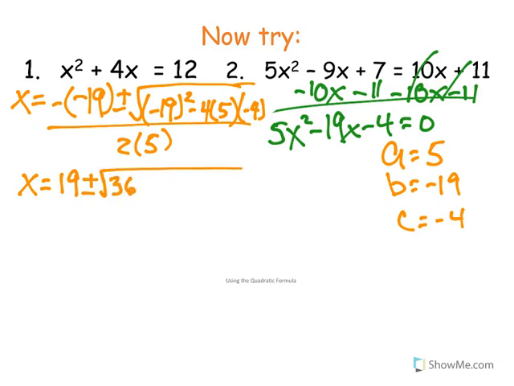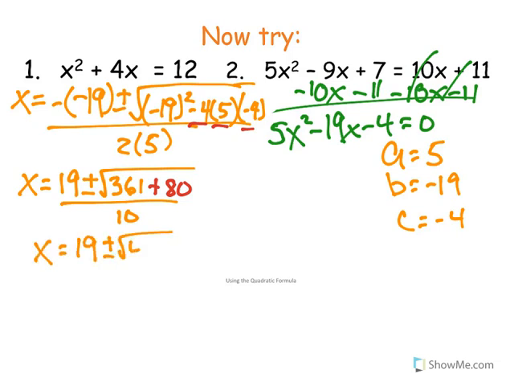which is 361. And again, I'm going to be really careful here. Negative 4 times 5 is negative 20. Negative 20 times negative 4 is positive 80. And that's all going to be divided by 10. So now I'm looking at 19 plus or minus radical 441 divide 10. All right, so the square root of 441 is 21.